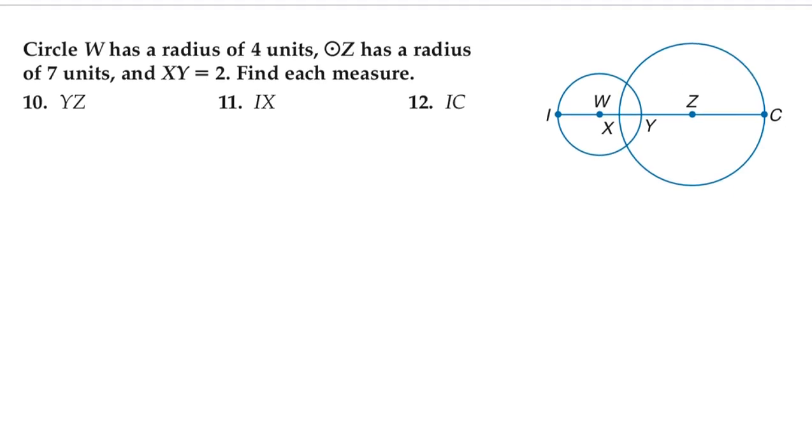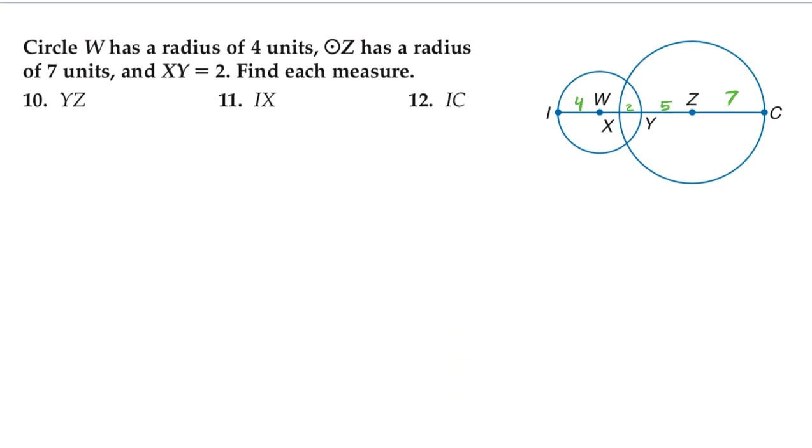Okay, now we have a radius of 4 on circle W, so this is 4, and we have a radius of 7 over here, and we know that XY is 2, so XY is 2. Okay, find YZ. Well, if this is 2, and we know the whole radius is 7, we just subtract, and we get that that difference between them is 5. And then same thing over here. If we know the whole radius is 4, and this piece is 2, well, then that means this is also 2, because the radius has to be a total of 4. All right, so YZ was 5.